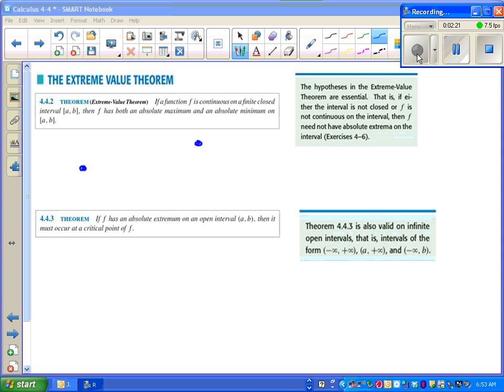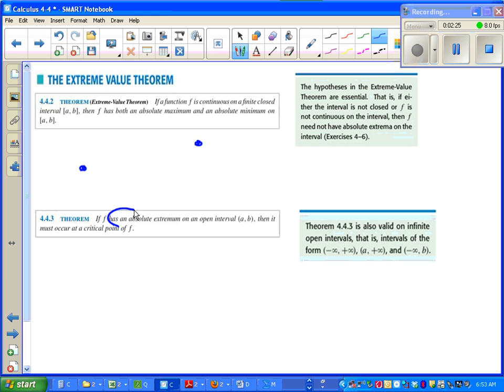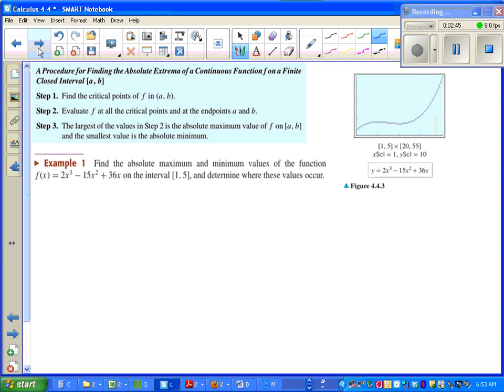Kind of a backup theorem to the extreme value theorem says if the absolute extreme is on an open interval, then it must be at a critical number. Meaning, if you have an absolute max or min on an open interval, it's got to be where the slope is 0 or undefined. So that should sound familiar from what we did in the first few sections of this chapter.